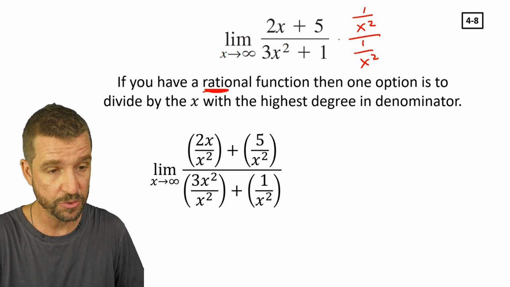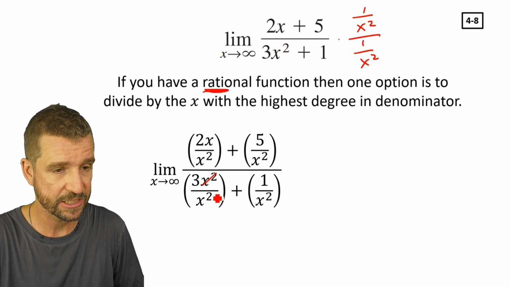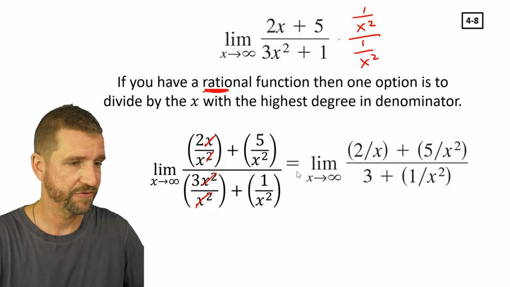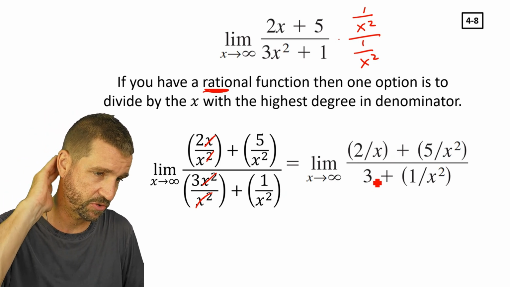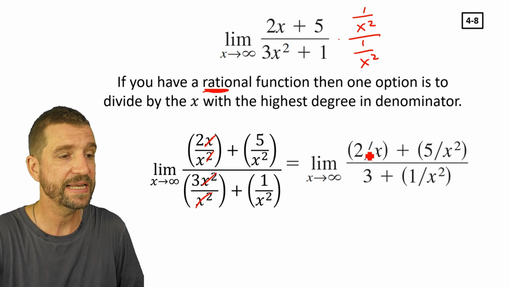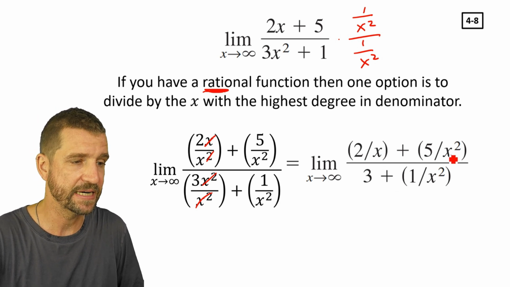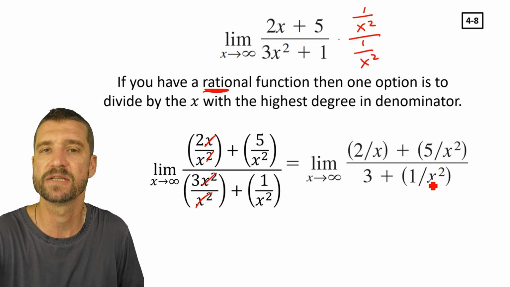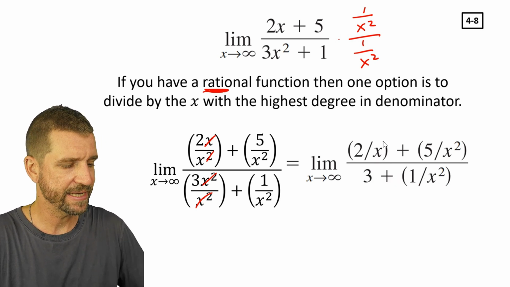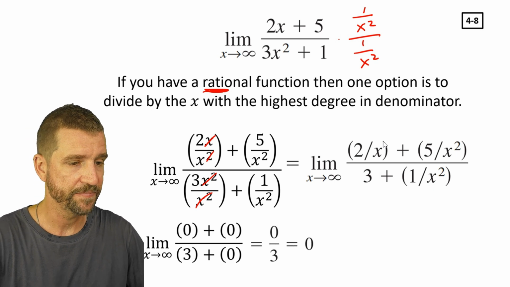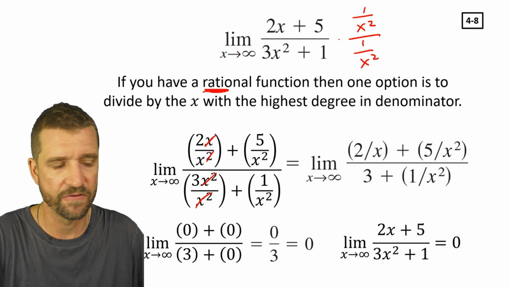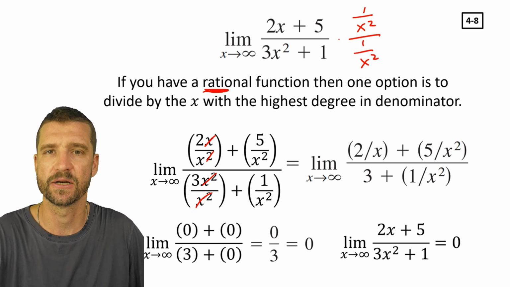Now, these are going to reduce. When we reduce, the x squareds cross out, this x and 1x crosses out, and you're left with 2 over x, 5 over x squared, 3, 1 over x squared. Now we plug in infinity. 2 over infinity is 0, 5 over infinity is 0, 1 over infinity squared is 1 over infinity, which is 0. Sorry, should have mentioned that. And so you're left with 0 over 3, which is of course just 0. So we say the limit as x approaches infinity of that rational function will be 0.